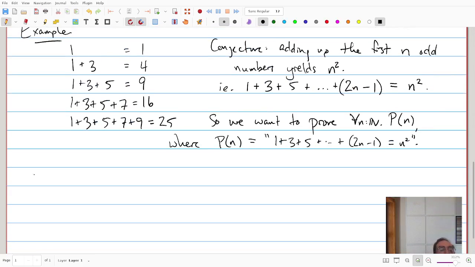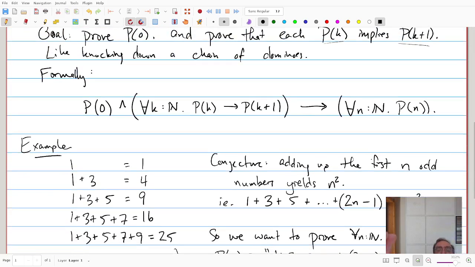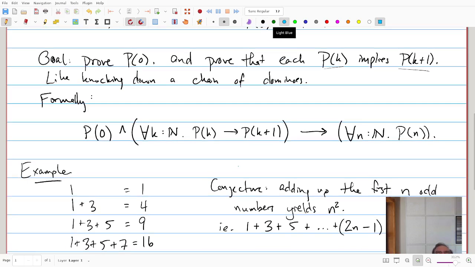So, I should have mentioned this before. This is called the base case. You'll often see people use these kinds of terms for proofs by induction. And this whole thing is called the induction step or the induction case.